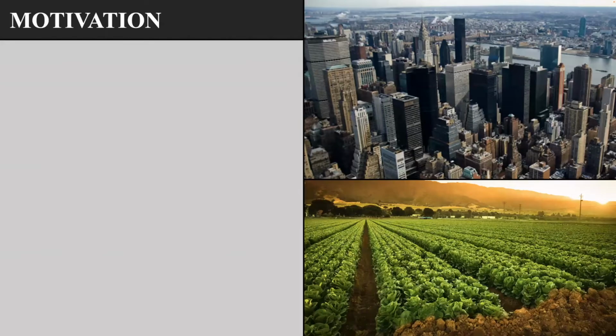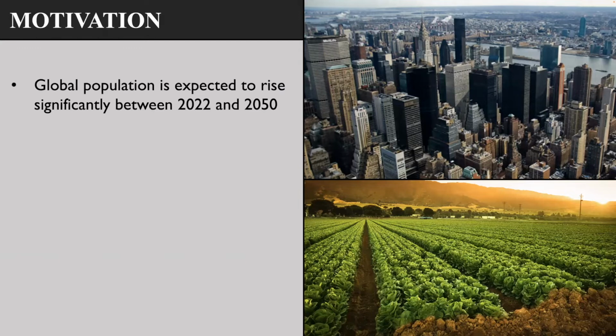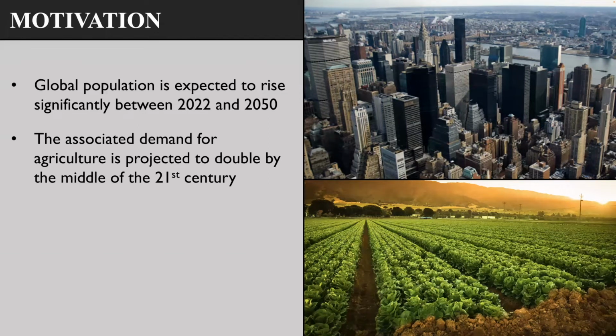In terms of this specific study, why we want to look at flash droughts in global climate models: global population is expected to rise significantly over the next 3 decades. And associated with this increasing global population, there's going to be an increase in the demand for agriculture as well, with a projected increase of double just by 2050.